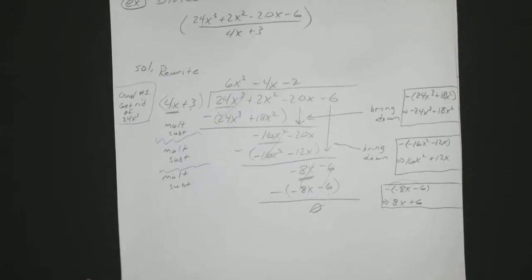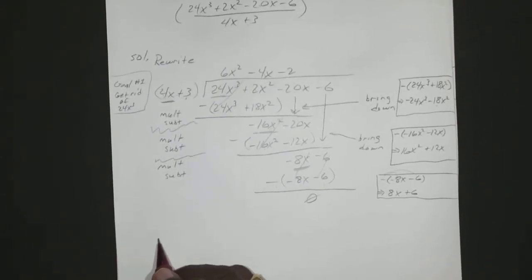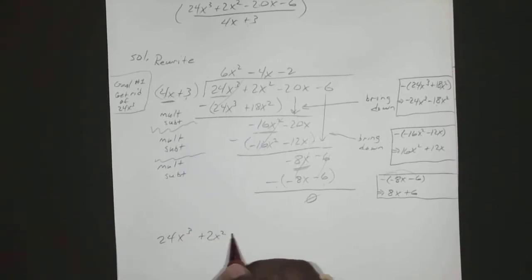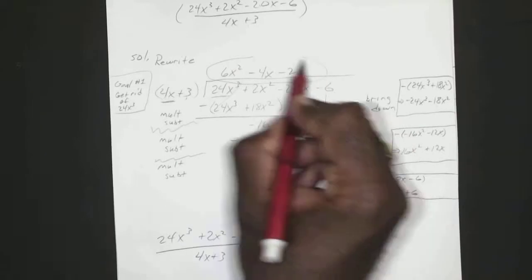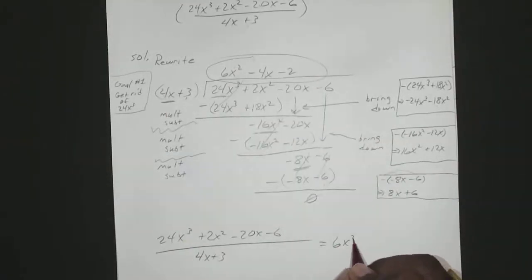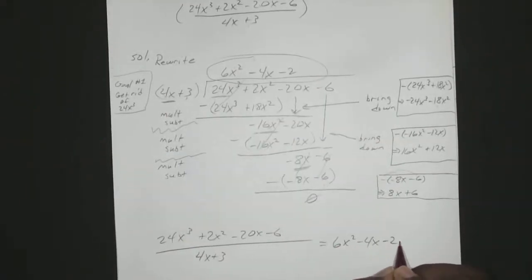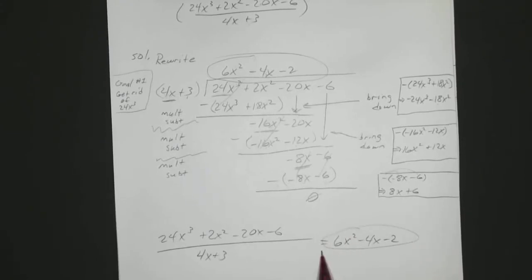Okay, so that means that we can honestly say that 24x to the third plus 2x squared minus 20x minus 6, all over 4x plus 3, is equal to 6x squared minus 4x minus 2. And again, if you want to double check your answer, just multiply those two together and you should get your numerator.